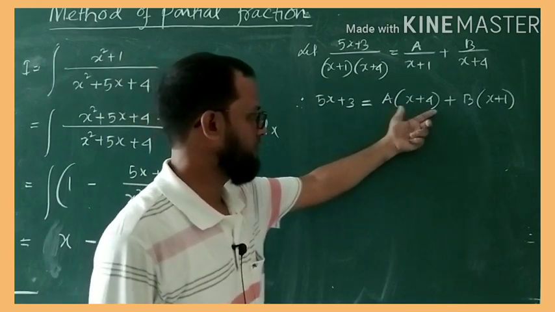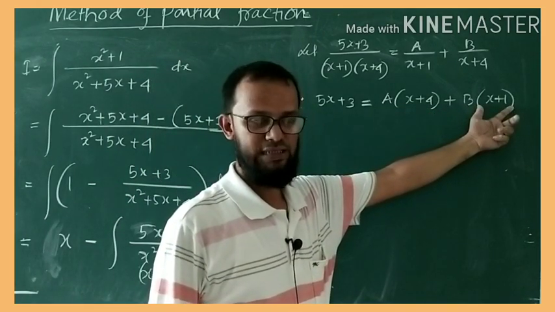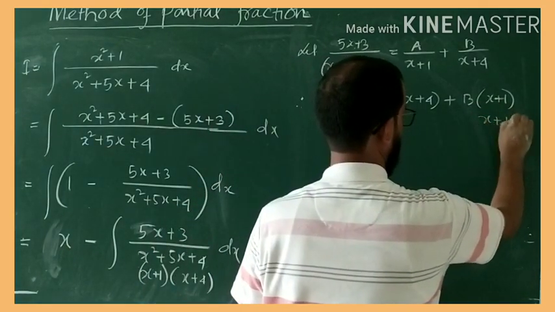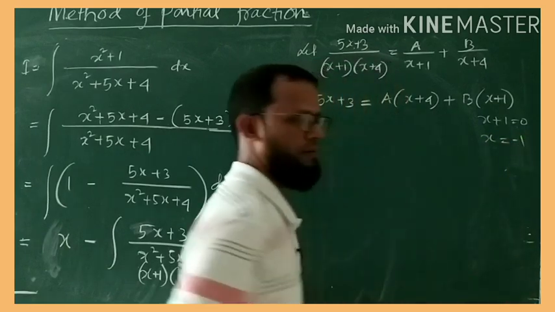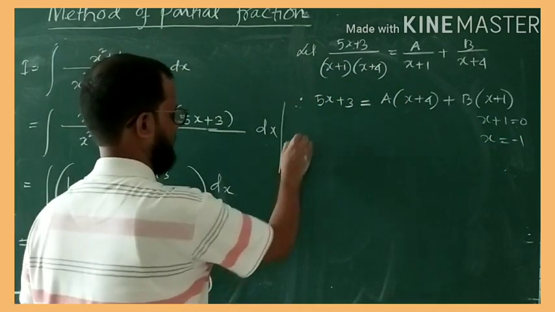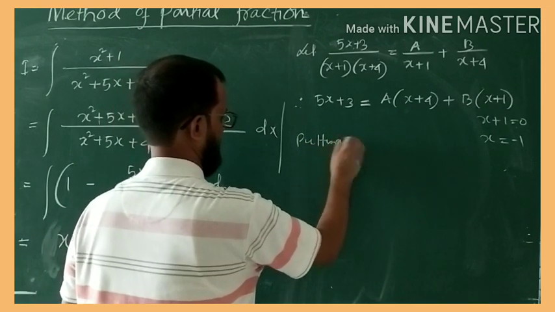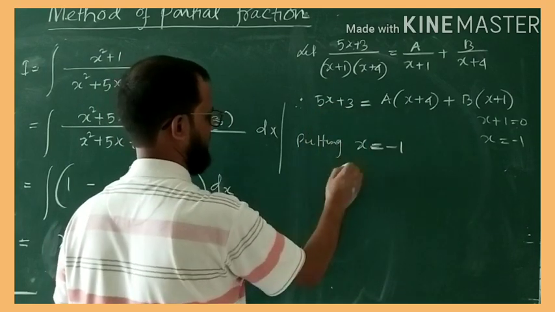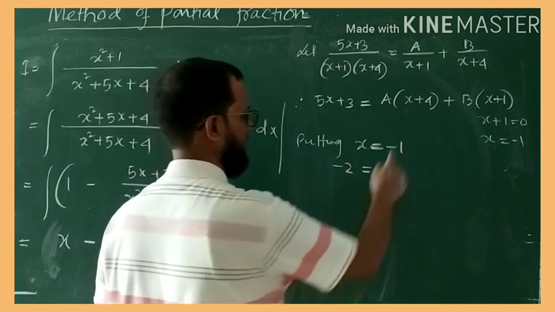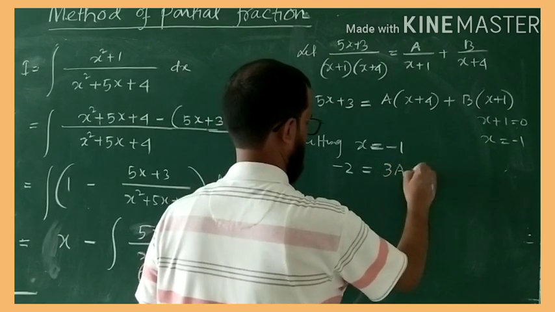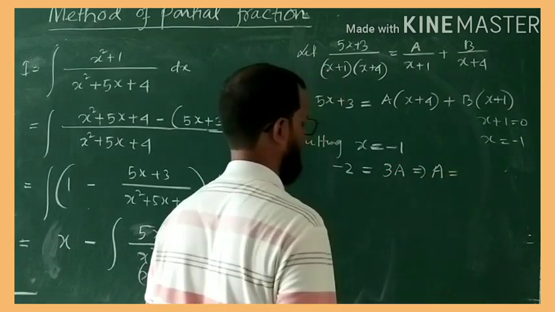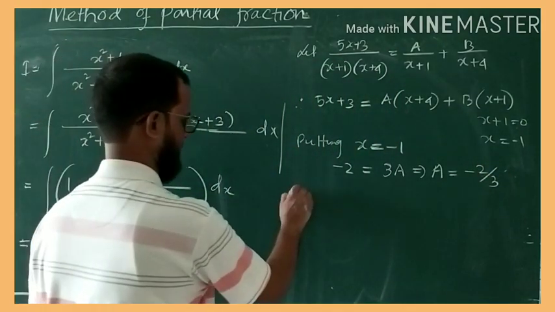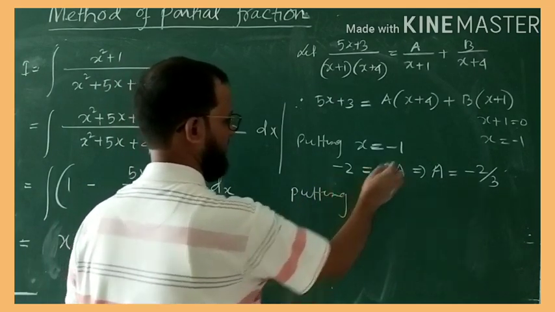When you find the constant A, you make this term 0. To make it zero, what value of x do we have to put? Very important: make x plus 1 zero, so x equal to what? -1. So putting x equal to -1, the left hand side will be 5 into -1 plus 3, that is -2, and the right hand side is -1 plus 4, that means 3A. And finally, what is A? Your A will be -2 by 3.